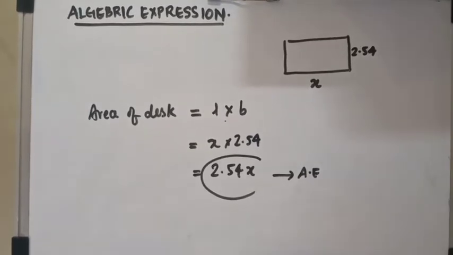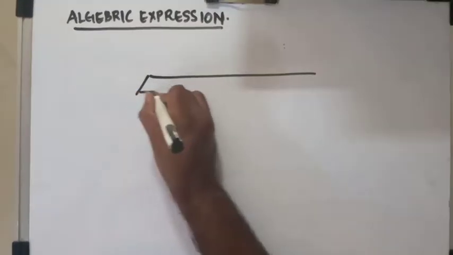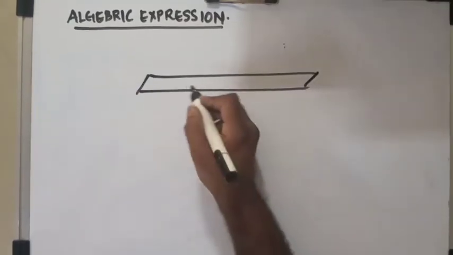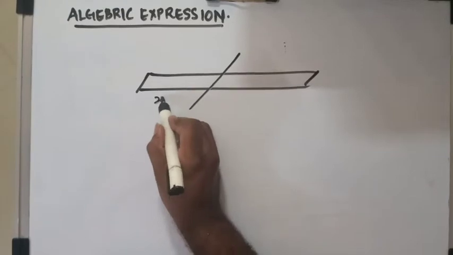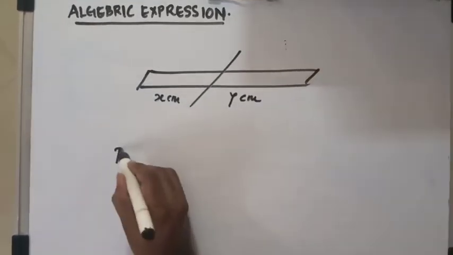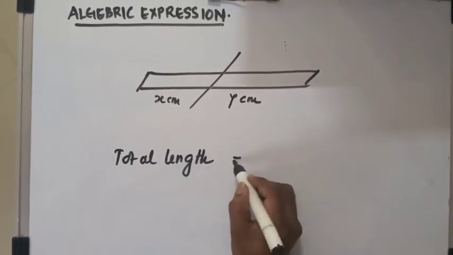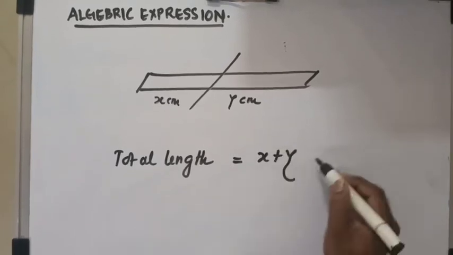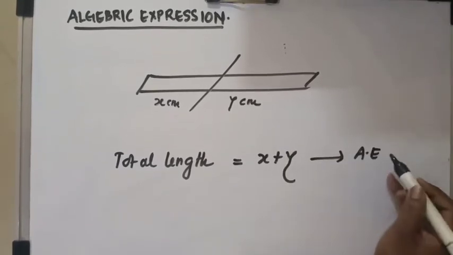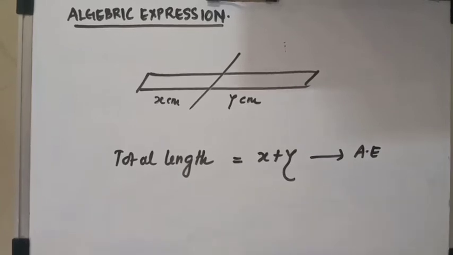Now in algebraic expressions you can use arithmetic operators also. Say instead of this I need to calculate, say if there is a scale, half part of the scale is x centimeter, the other part is y centimeter. How will I calculate the total length of scale? Total length of the scale will be equals to what? x plus y. So this is also an algebraic expression. Algebraic expression contains what? It contains number along with variable.